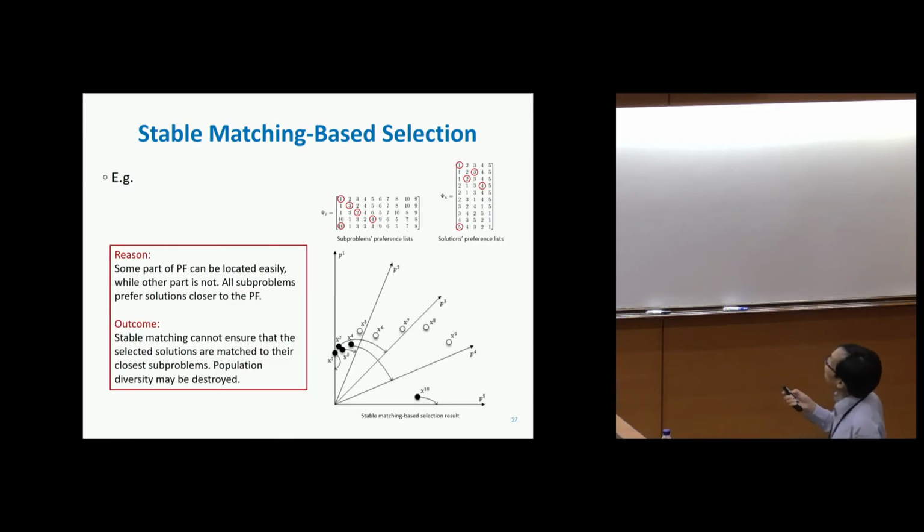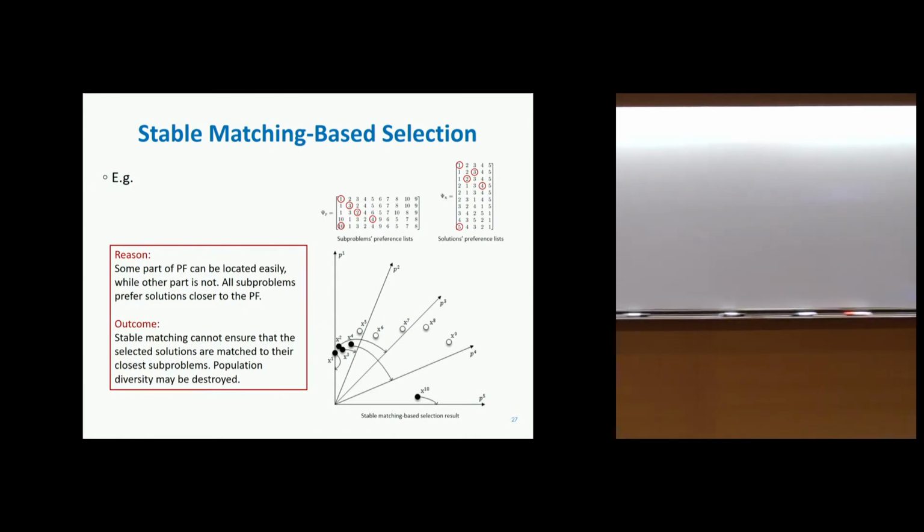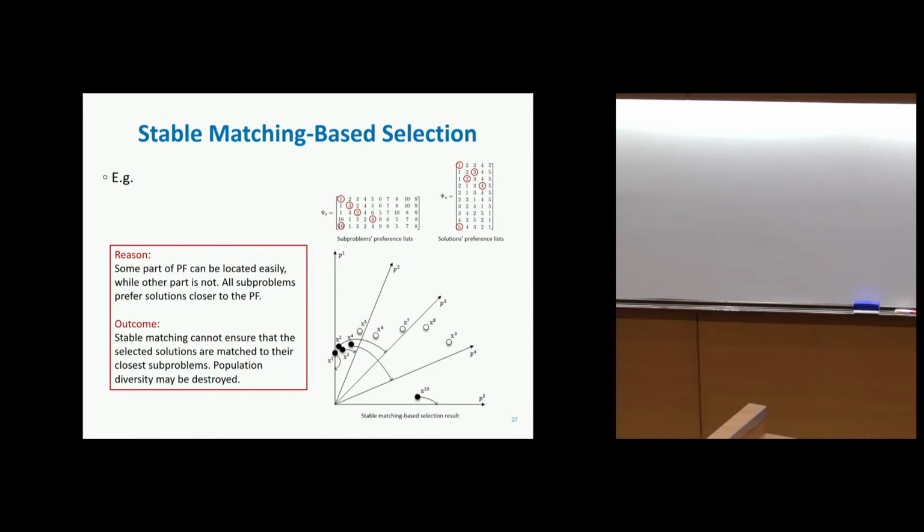So this is the case in the traditional stable matching. The reason is because some parts of the Pareto front can be located very easily, while others cannot. So in this case, all the solutions have a list, right? So you have the preference list. This is solution 1, for example. It prefers P1, P2, P3, P4, P5 based on the measure. Similarly, for the problem, it prefers 1, 2, 3, 4, 5, 6, etc. based on their preferences. Okay?